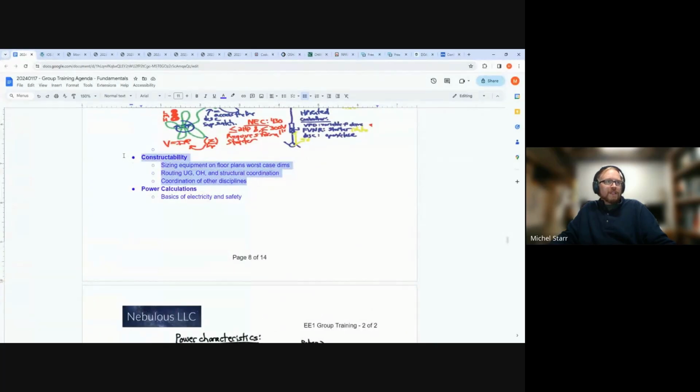Constructability is something we've been discussing with regards to coordination, like between disciplines, so for motor sizes and things, but then also there are expansion joints in buildings. So being aware of those would be an example of constructability.